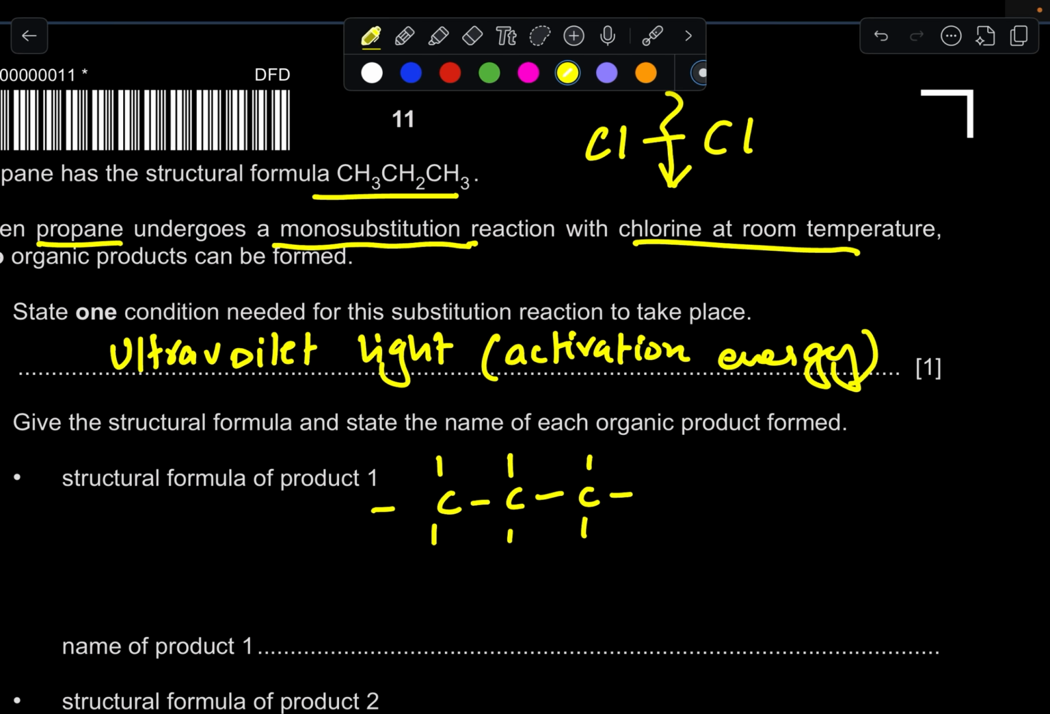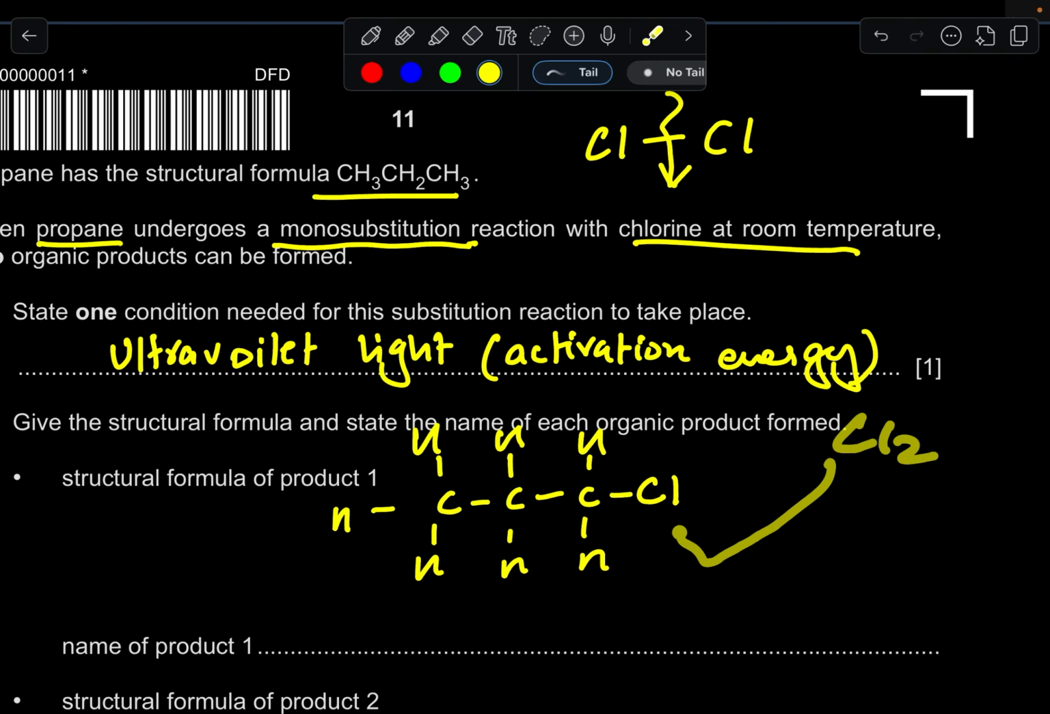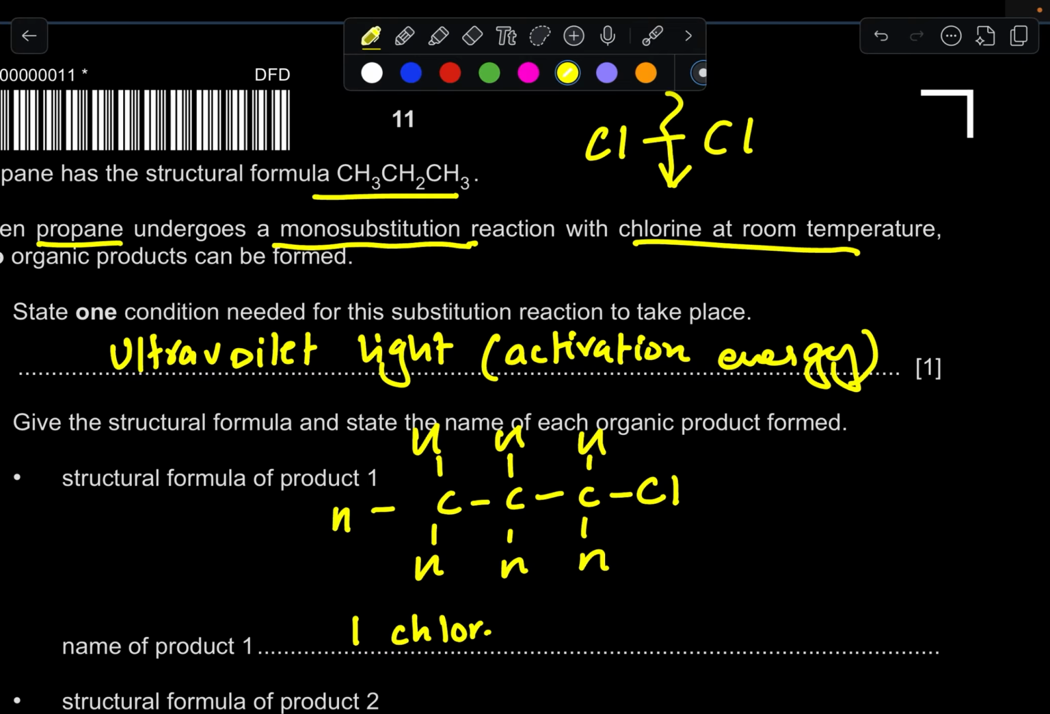Monosubstitution. That means one chlorine can come here, right? That's an organic product, so we have to give the structural formula. You can simply say the chlorine came in and attached to the first carbon. So this is going to be 1-chloropropane, because the chlorine is on carbon 1, and the structural formula is going to be CH3CH2CH2Cl.